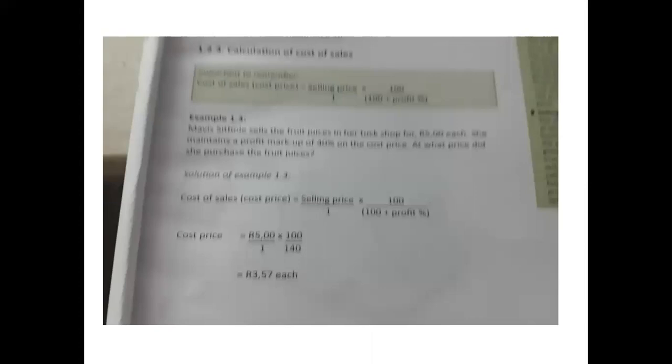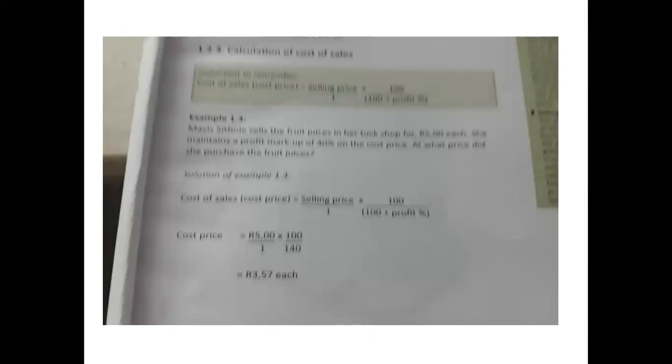The 5 rand is your selling price. If I'm going to ask you what is the profit, what do you need to do? Take the selling price of 5 rand minus the cost price of 3.57. And the answer that you get will be your profit amount. Okay, look again at the formula for calculating cost of sales.